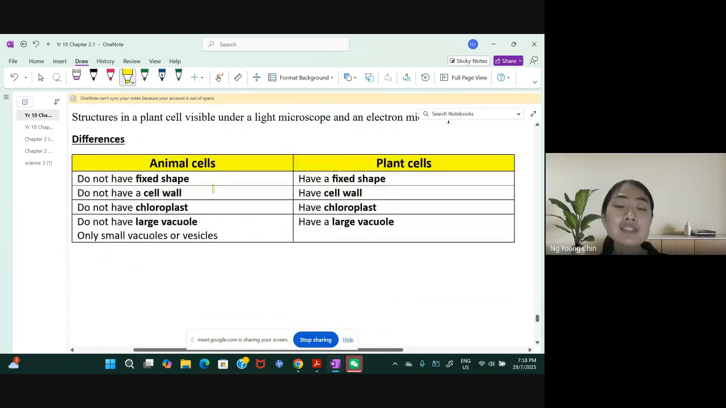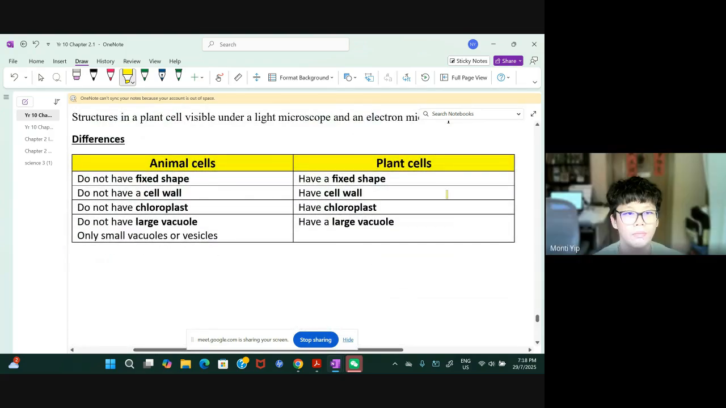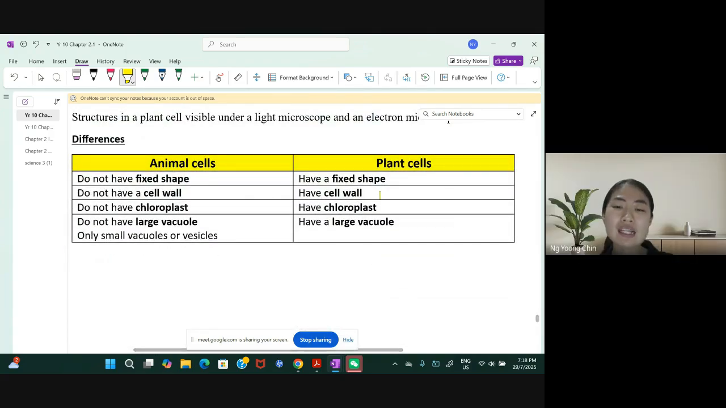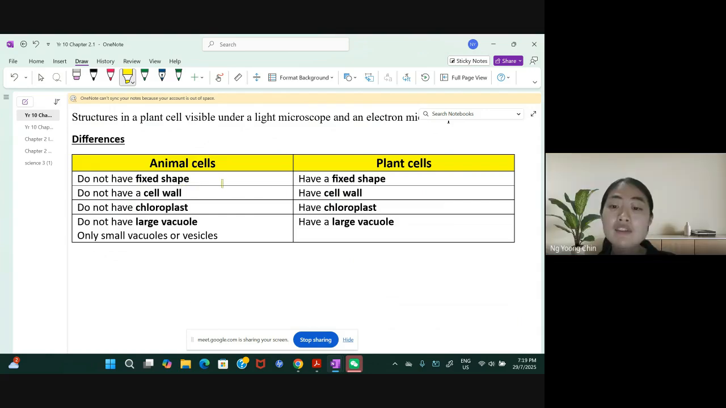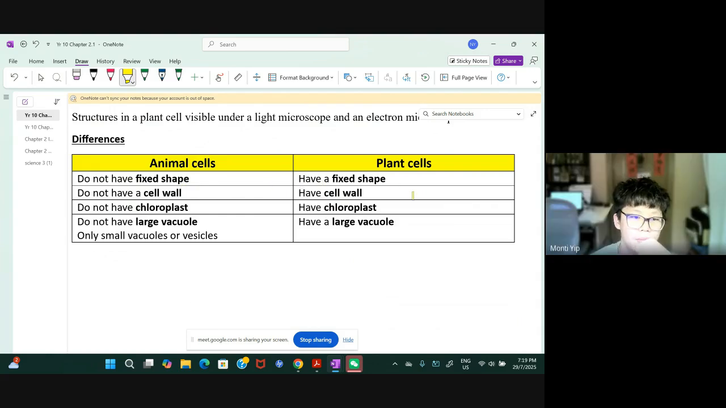Okay, so this is different between the animal cell and the plant cell. This is just very simple. I think in the exam they will not ask this kind of simple question. But if they ask, you just write something like this. Animal cells do not have a fixed shape, but plant cells have a fixed shape, right?